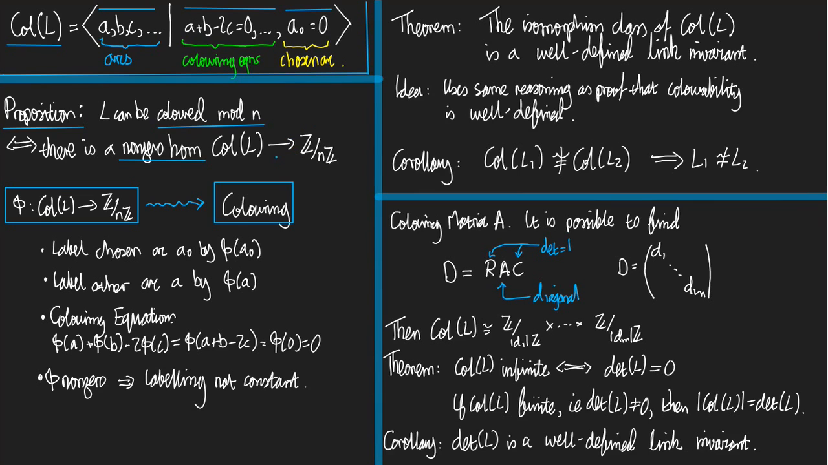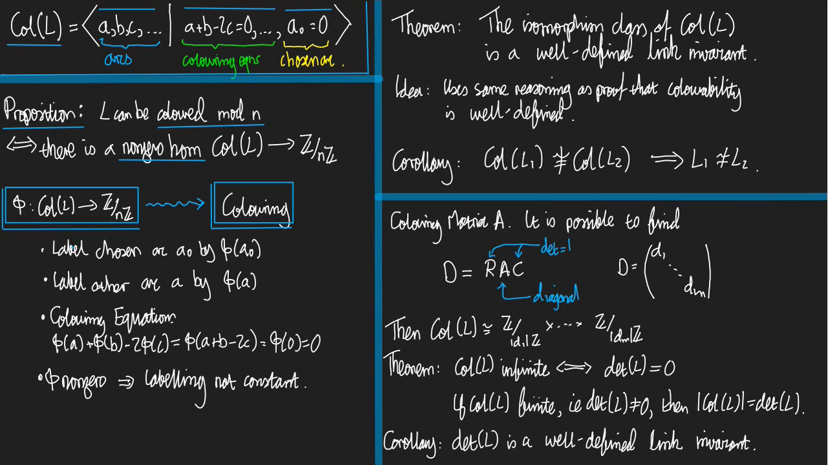So let's see why that should work. Let's do one implication. Let's show that if there is a non-zero homomorphism from the colouring group into the integers mod n, then we can colour L mod n. Let's check that. So let's start on the left with a non-zero homomorphism phi from the colouring group of L into the integers mod n. And from that we're going to extract a colouring of L, or rather of the diagram of L, the same diagram we used to define the colouring group.